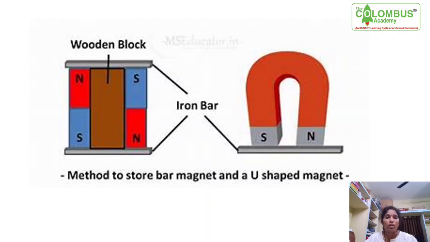Next, can you see these plates? We call them keepers, made up of soft iron pieces. For bar magnets we have one or two keepers. For a horseshoe magnet we have one keeper. So these are the methods for proper handling of a magnet to retain its magnetic property.